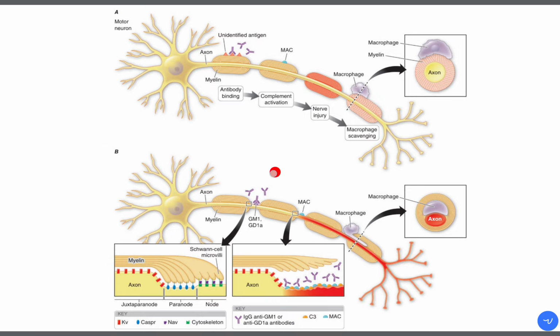Now, as soon as these antibodies get attached and inflict a response, there is detachment of the paranodal-to-myelin sheath attachments. Therefore, there will be a periaxonal space generation, and ultimately the underlying axon will get damaged. Then again the complement will be activated, the membrane attack complex will get activated, macrophages will come, and then axonal damage will occur.